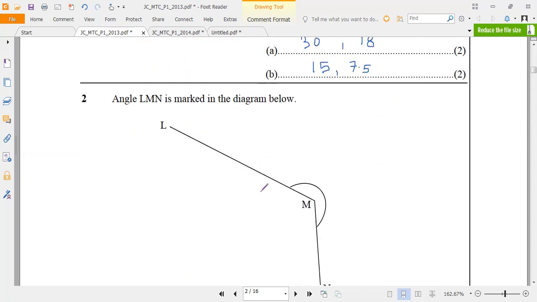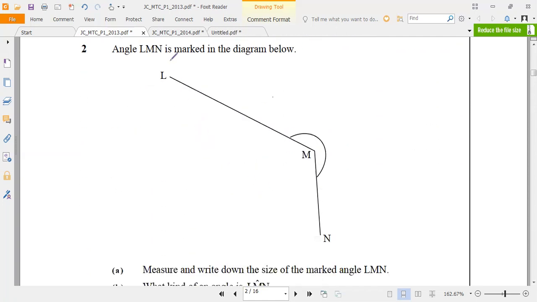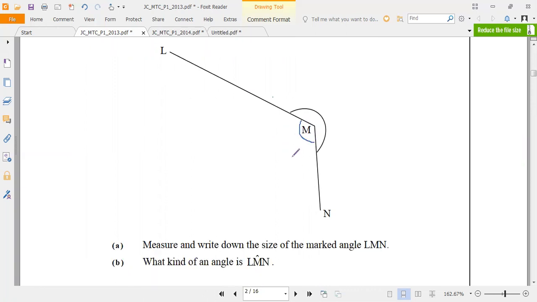Now, if you look at the second question here, the angle LMN is marked in the diagram below. LMN, this is the angle here. Measure and write down the size of the angle marked LMN. So you're supposed to measure this angle here. Use your ruler and your protractor. Of course I can't measure this now, but you have to measure it for yourself.